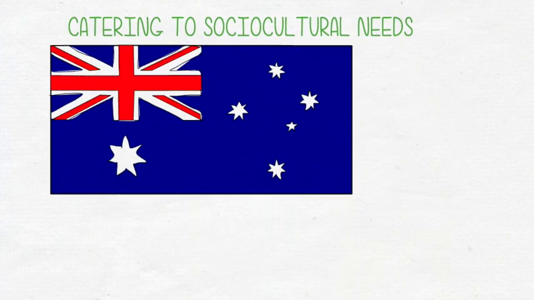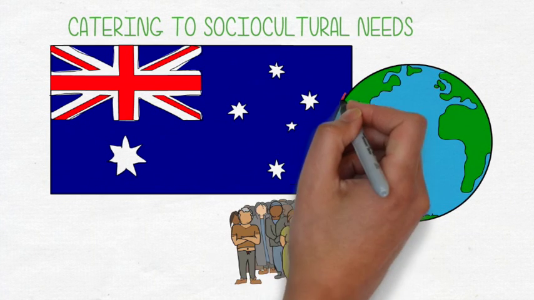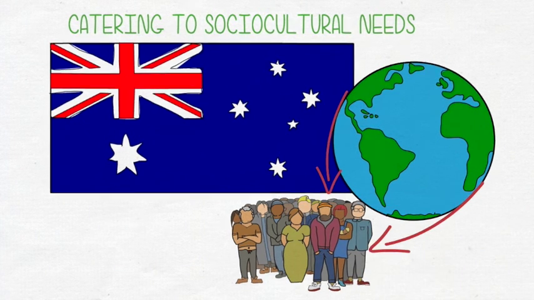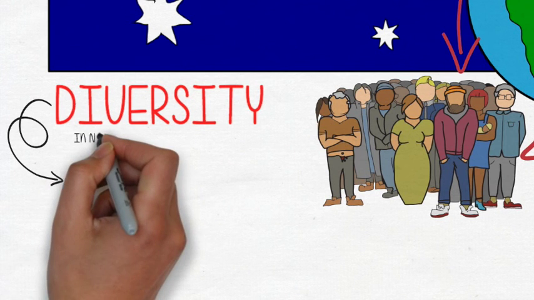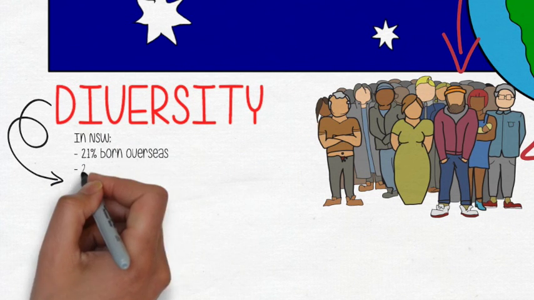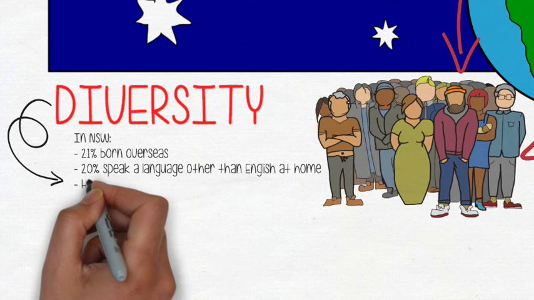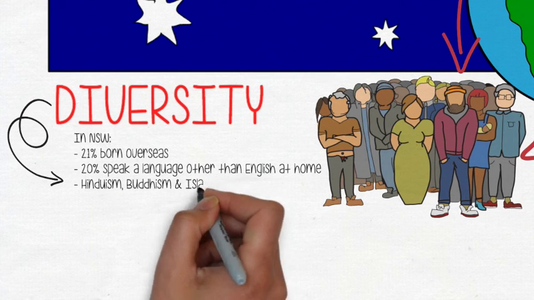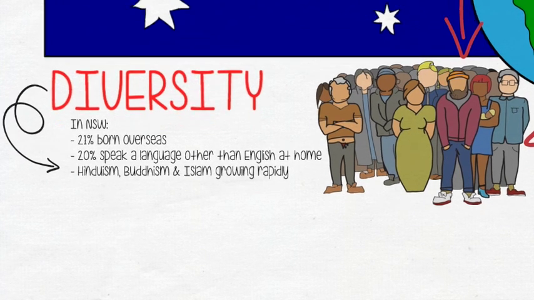As you would be aware, Australia is a highly diverse nation with a population that derives from many different places around the world. In New South Wales, 21% of residents identify as having been born overseas, 20% speak a language other than English at home, and many identify with a diverse range of religions, including Hinduism, Buddhism, and Islam. As such, it's easy to see why one of the most significant challenges faced by teachers in schools is the need to recognise and work with this cultural diversity in our classrooms.